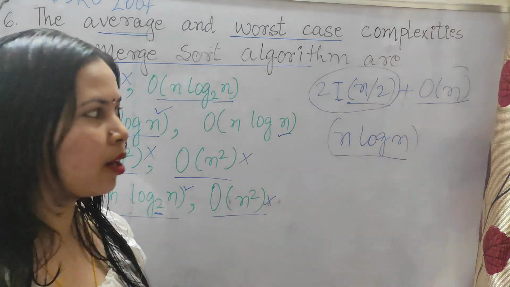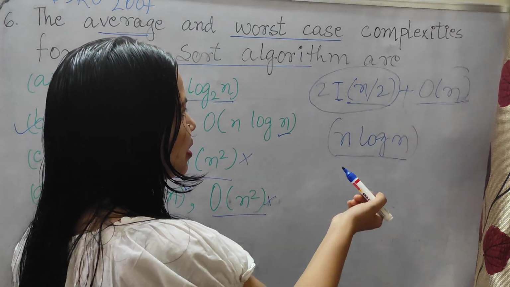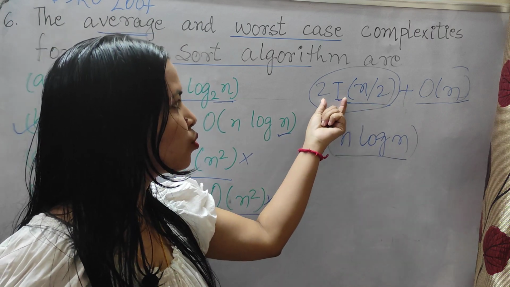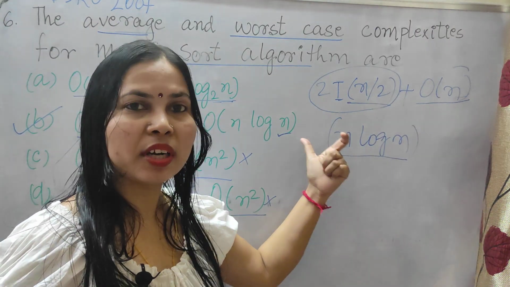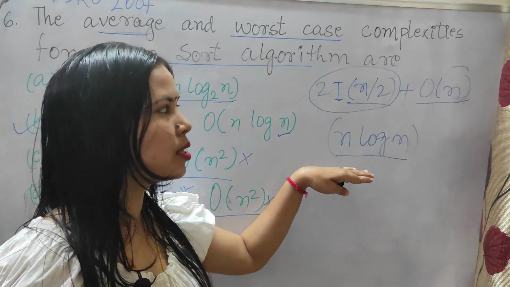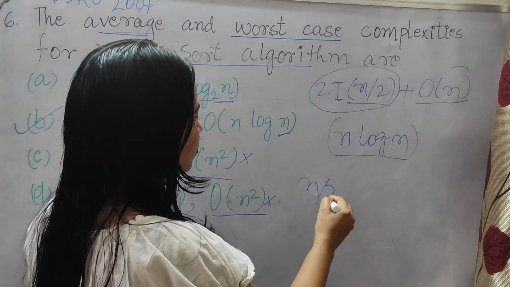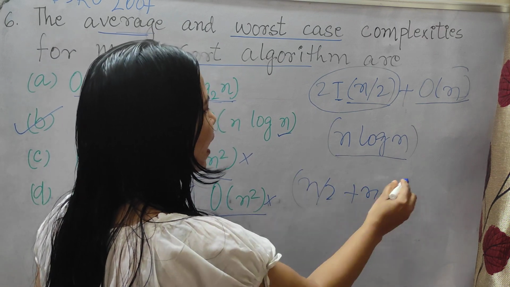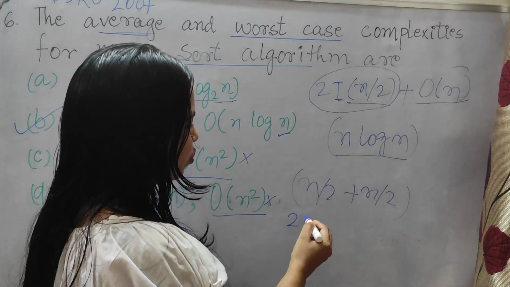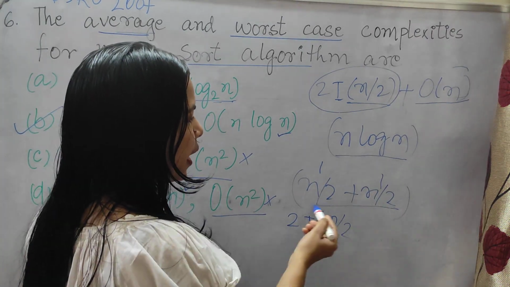Why it comes to order of n log n, I already explained: how to find the time complexity through the algorithm. Why is it 2T? Because n by 2 sorted array elements are given, and we are dividing into 2 subparts, called subarrays. That is why 2T has come, because n by 2 plus n by 2, when you add them. We are finding the time complexity, so it is 2T(n by 2). This is one part, 1 plus 1, 2. 2T of what? N by 2.